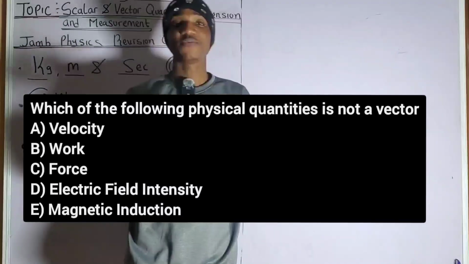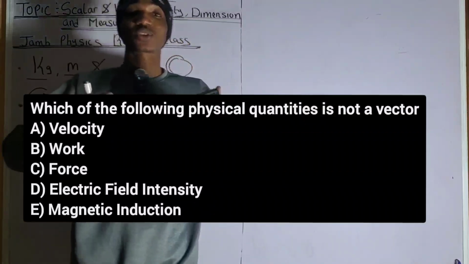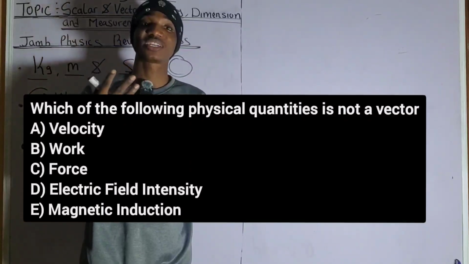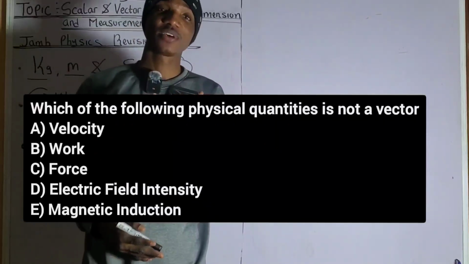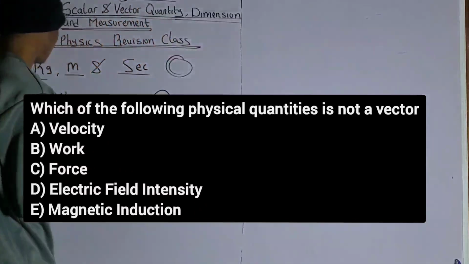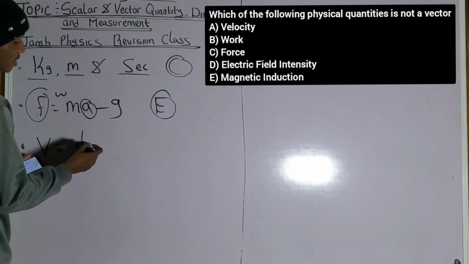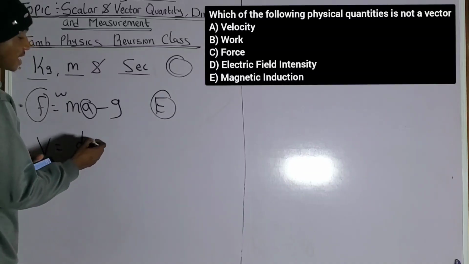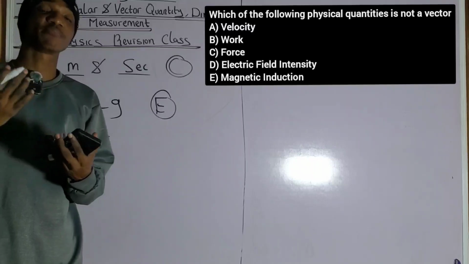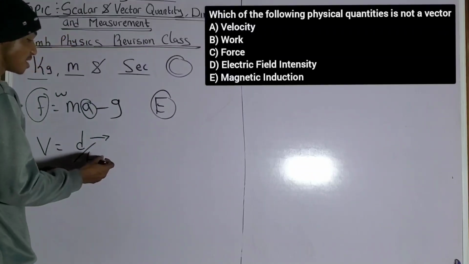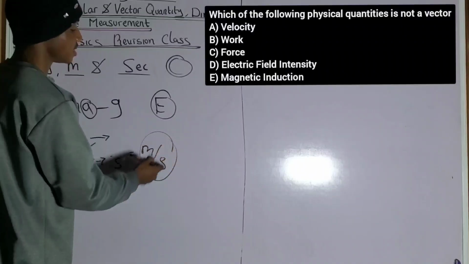Okay, a vector has both magnitude and direction. You understand? That is, you can measure it and also you can know the direction. I get what I'm trying to say. So let us look at the options there. We have velocity. Velocity equals displacement all over time, right? And displacement means the distance which an object travels in a particular direction, and the time here is in seconds. Are you getting it? So that is what? Meter per second. So this is a vector quantity.